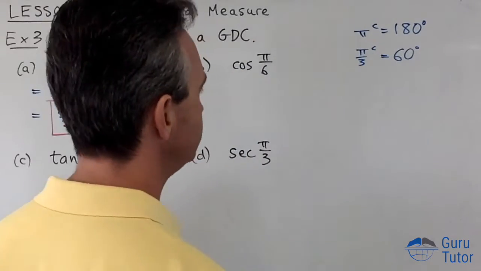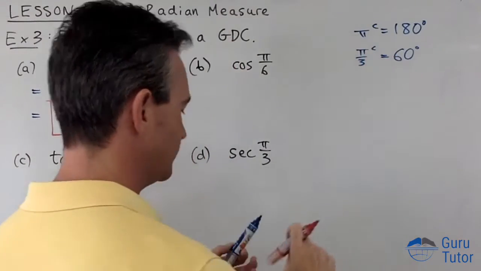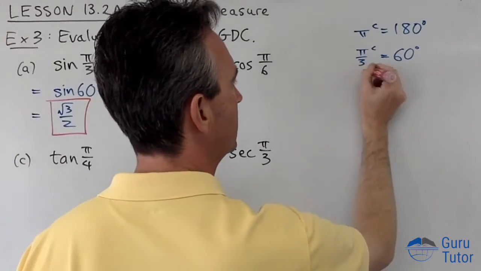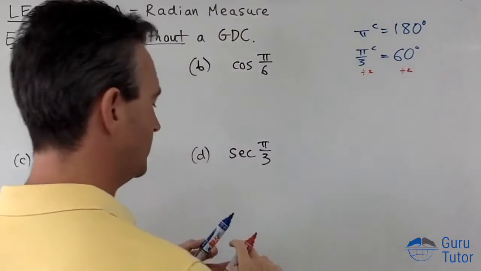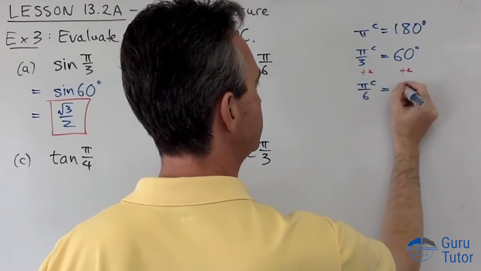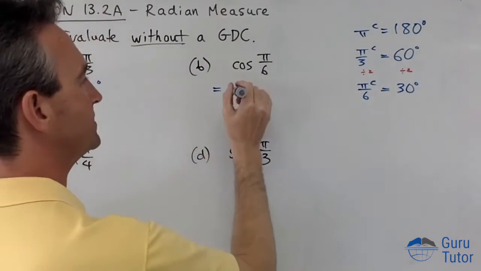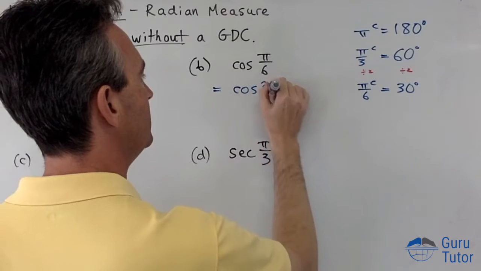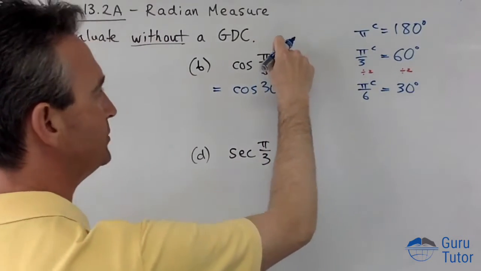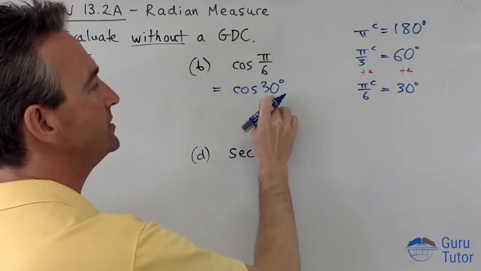Cos pi over 6, yuck, what's that? What's pi over 6? That's pi over 3. So how do we get pi over 6? Well, I'm just going to halve everything there. Divide both sides by 2, and that will tell me what pi over 6 is. Pi over 6 is 30 degrees. Okay, so cos pi over 6 is the same as saying cos 30. Again, I haven't done any trigonometry from here to here. I've just changed this angle in radians to this angle in degrees.